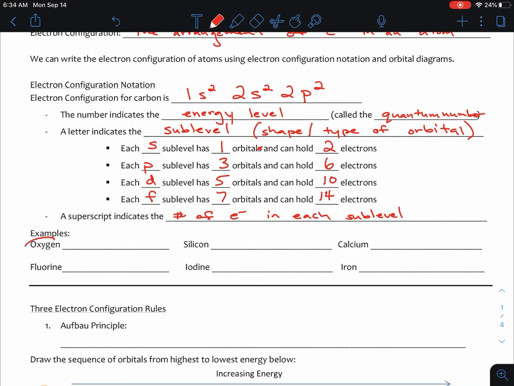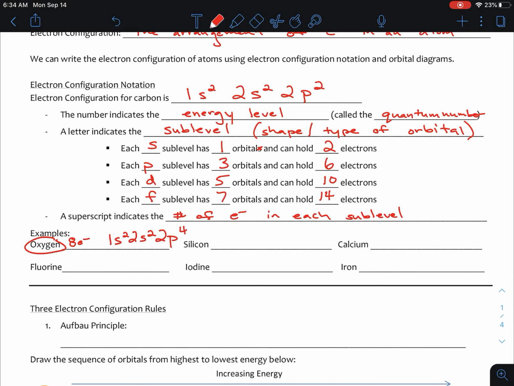We have oxygen, which has 8 electrons when it's neutral, so we'll say 1s2, 2s2, 2p. Remember, we said the p orbitals can hold up to 6 electrons. We could put a 6 there, but we don't need to because that would be too many electrons for oxygen. We're going to put a 4. So you can note that the 2, 2, and 4 add up to 8 electrons that oxygen has.